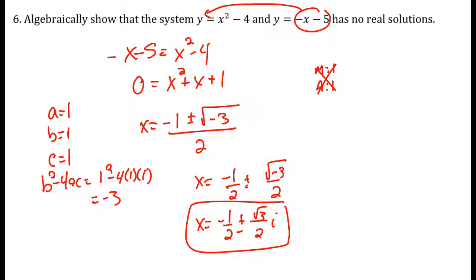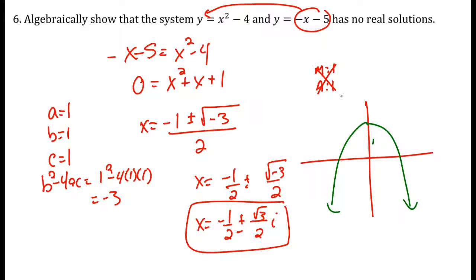If I graph these two functions, x squared minus 4 is a parabola that looks like that. Negative x minus 5 is a line that has a y-intercept of negative 5 and looks like that. If you check these graphically and type them into y1 and y2, you would see that they never intersect, which makes sense because if there's no real solutions, the graphs of these two functions should not intersect. So algebraically, we ended up with complex solutions.